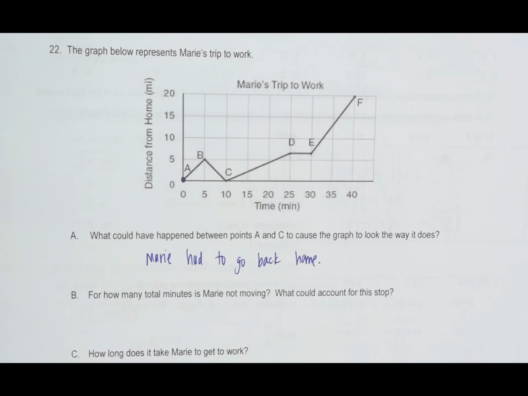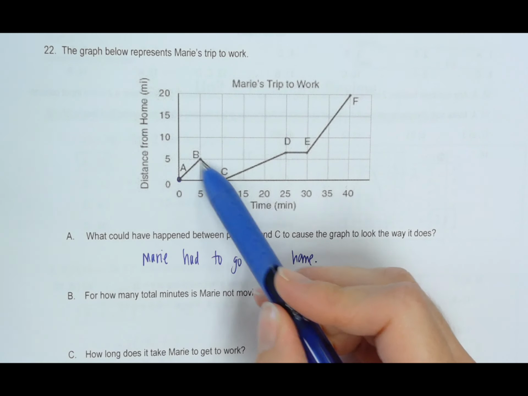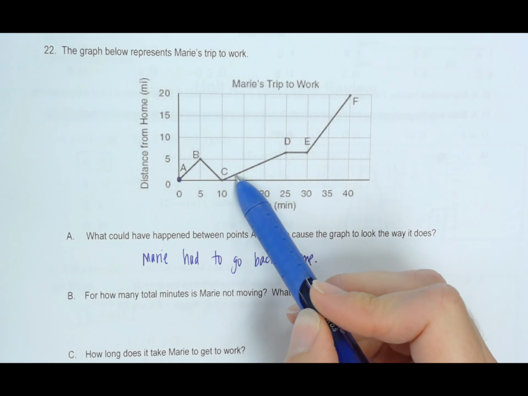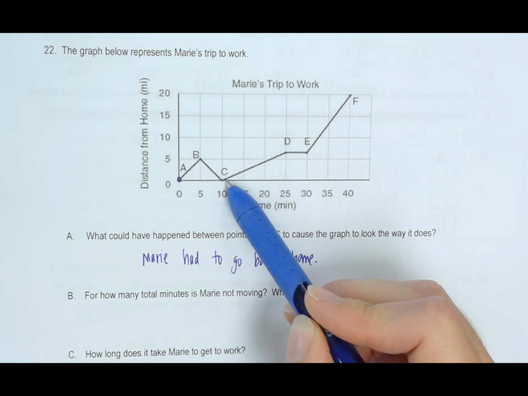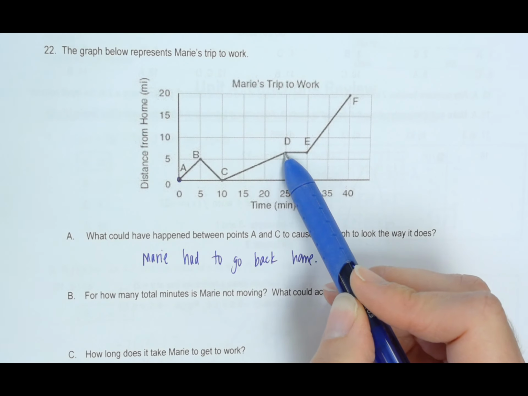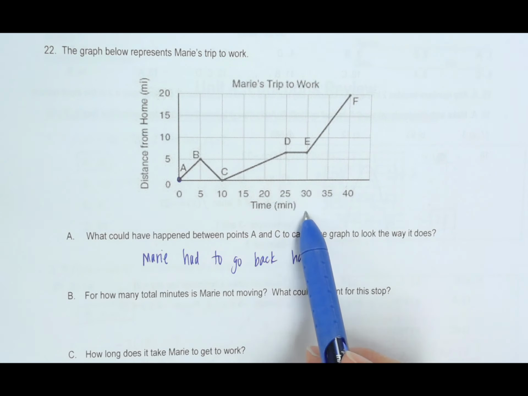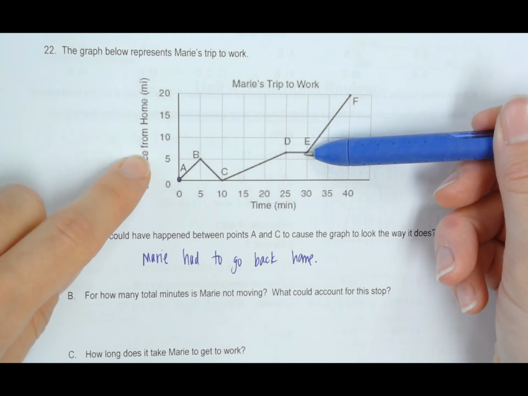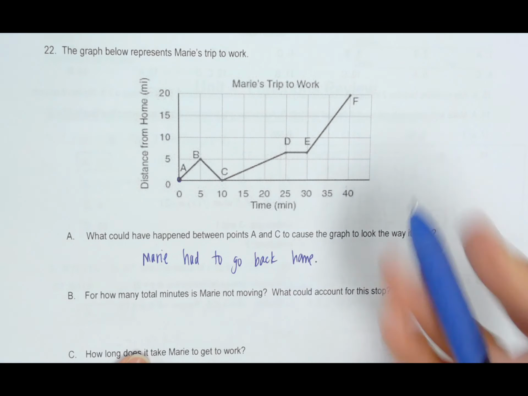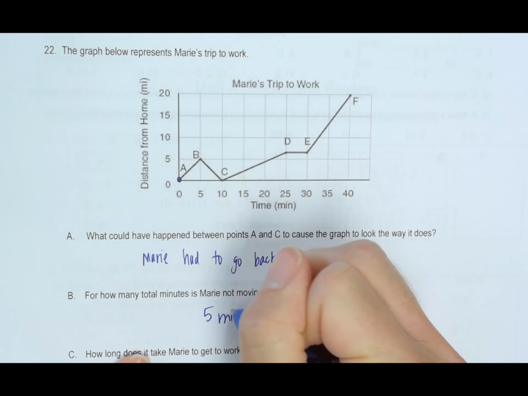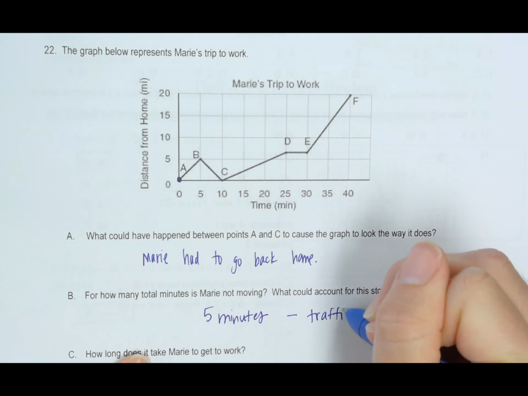It says, for how many total minutes is Marie not moving? All right, so say she gets 5 minutes from home, whatever, so now she goes back. This time it looks like it's at a slower rate than it was before. This is a pretty steep line, so this is a slower rate. And then all of a sudden, time is still passing, so between 25 and 30, the time is still passing, but her distance from home is not changing. That is remaining constant. So that's happening between 25 and 30 minutes, so she's not moving for 5 minutes, and she is likely in traffic, if I had to guess.